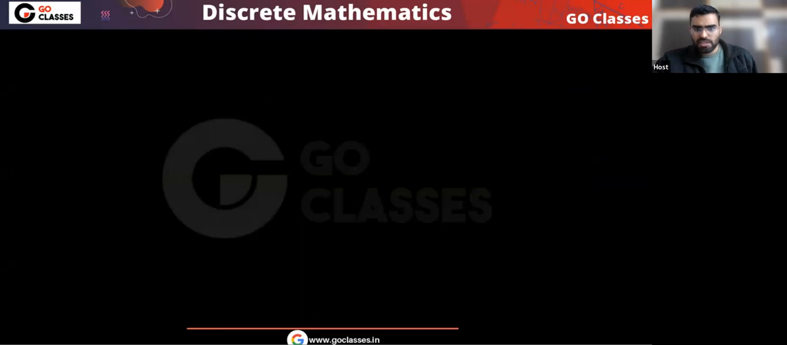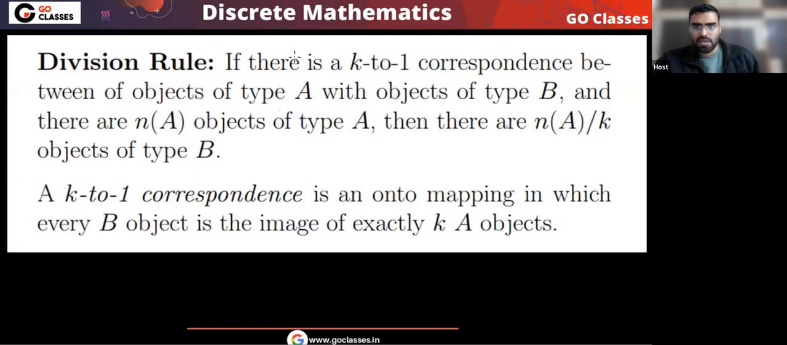Okay, so now let's see one more, that is the division principle. And this division principle is also very nice actually. It is very important also, but most of the time you don't have to apply this, because the other tools that we have, like permutation and combination, you can apply, and the majority of the time you will not have to apply this. But what is this division rule?